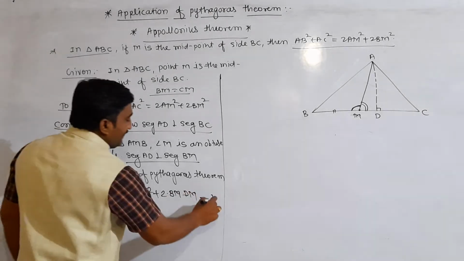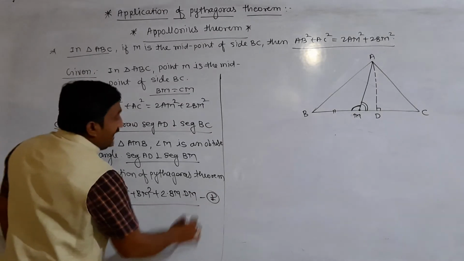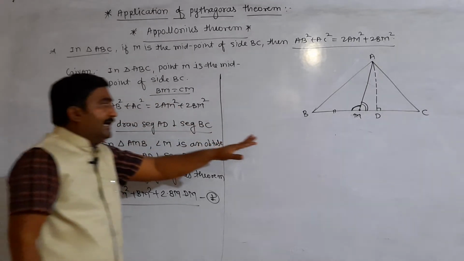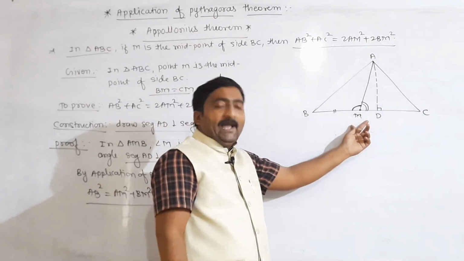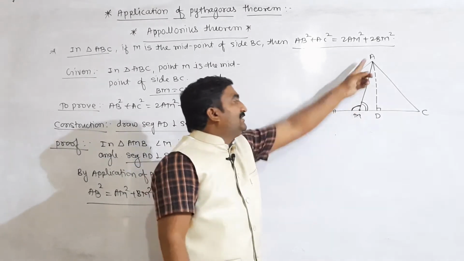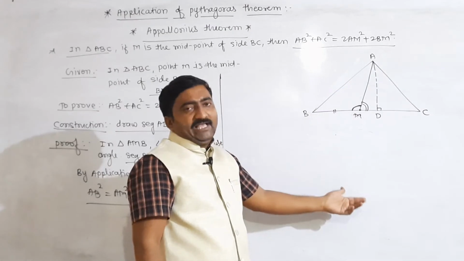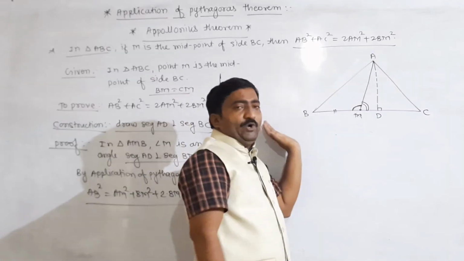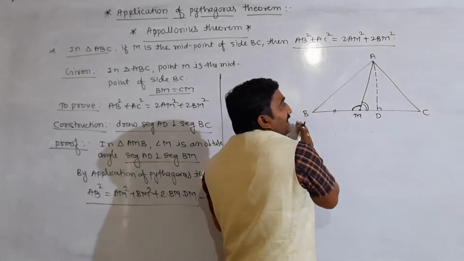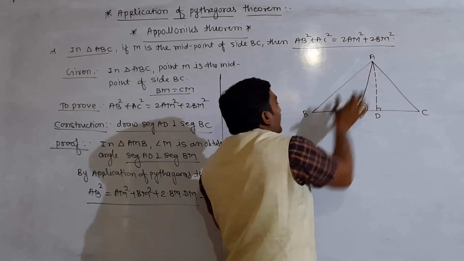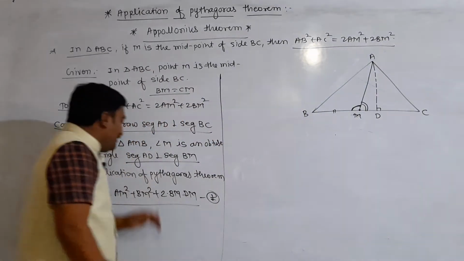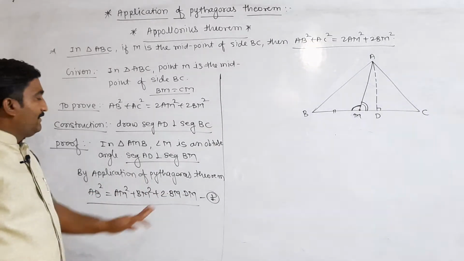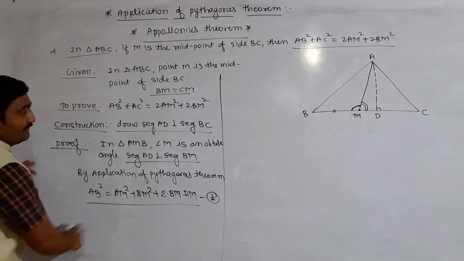This is equation first. Remember that AB square is equal to AM square plus BM square plus 2BM into DM or MD. We have to see the application of Pythagoras theorem when angle M is an obtuse angle. In triangle AMB, angle M is an obtuse angle and we can draw here a perpendicular to BM.